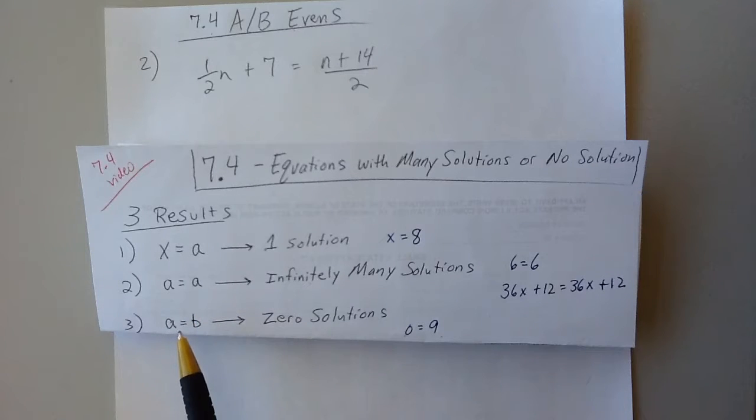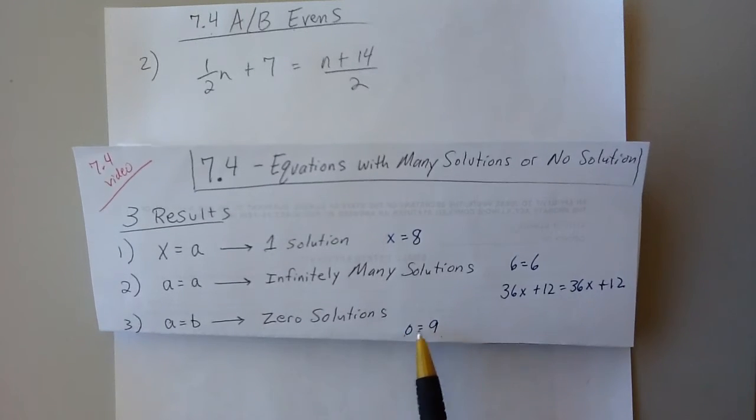The third result you could have is 0 solutions. For example, a equals b, or some number equals some different number. So let's say you solve an equation and you get 0 equals 9. This would be an example of that equation having 0 solutions. No matter what value you put in for the variable, the equation will never hold true. It has 0 solutions. Okay, so these are 3 possible results.